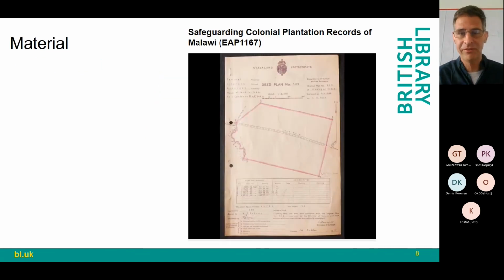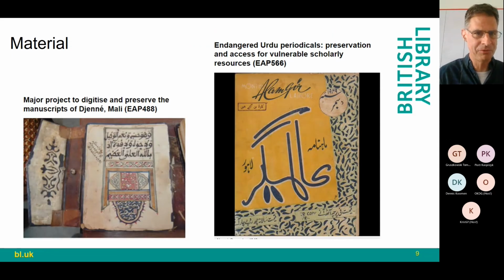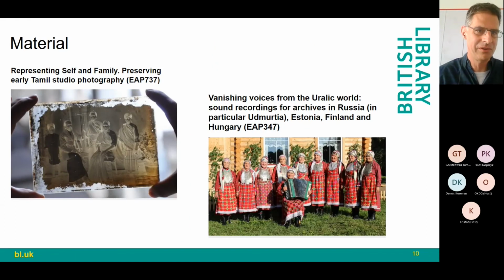So the stuff itself, I'll just give you a few examples. For example, here is a typical archival document from Malawi. And we also have manuscripts, for example, Arabic manuscripts from Jenne here, and periodicals, Urdu magazines. We've got slides here from a Tamil photography studio. And here we've got sound recordings from Estonia, Finland, and Hungary. So that's almost the whole range of material.